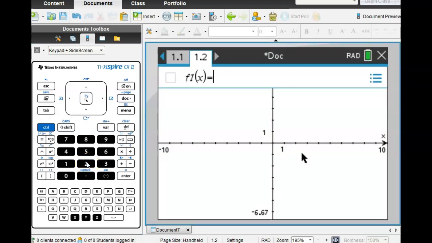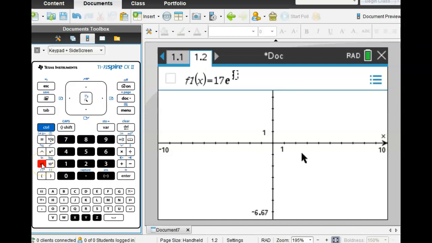So in my graph screen, Bianca, you with us? In my graph screen, I'm going to put that B of t formula, which is 17. E is right here on the row with 1. E to the 0.31. Do I get to use t? No, I have to use x, right?